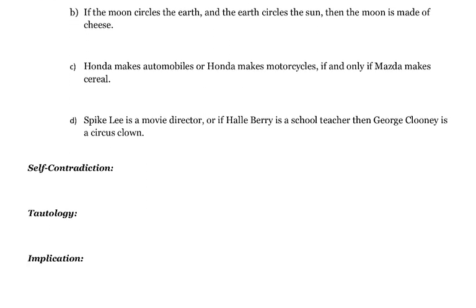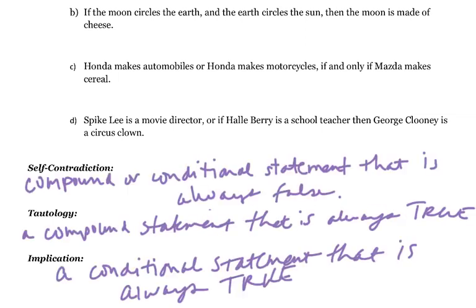Here we have 3 words, 2 of which we've seen before. Now, just a reminder that a self-contradiction before we said was a compound statement that is always false, and a tautology was a compound statement that is always true. We're just expanding that to acknowledge the fact that it could be a compound statement or a conditional statement. So, a compound or conditional statement that is always false is a self-contradiction.